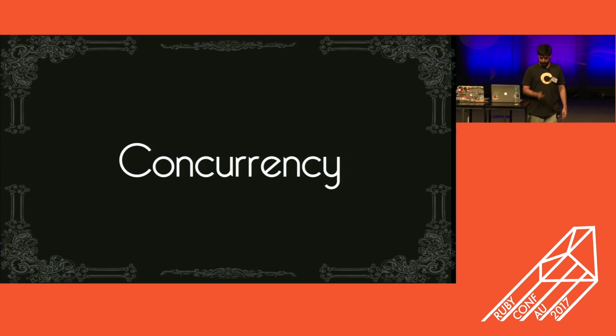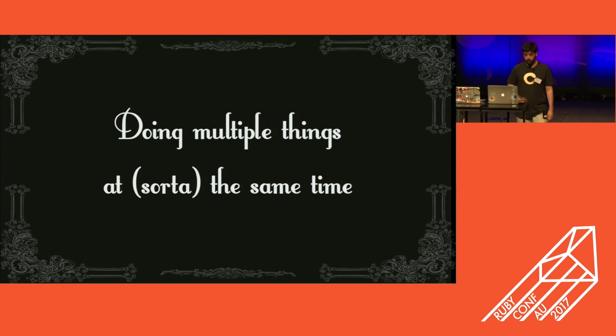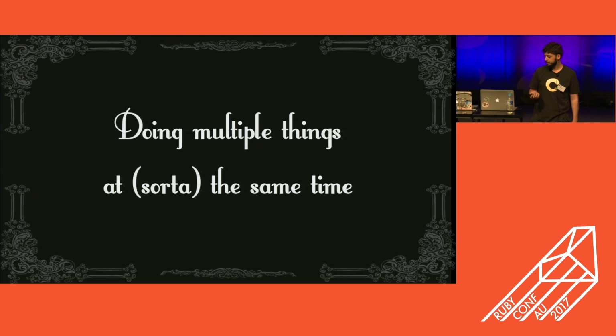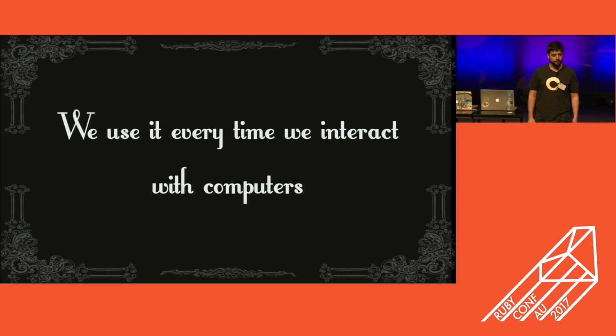So let's talk a little bit about concurrency today. For the purposes of this talk, I'm going to define concurrency as doing multiple things at sort of the same time. And it's something we use every time we interact with a computer, right? The fact that you can listen to music while you're starting your slide presentation means your computer is actually doing two things at the same time.